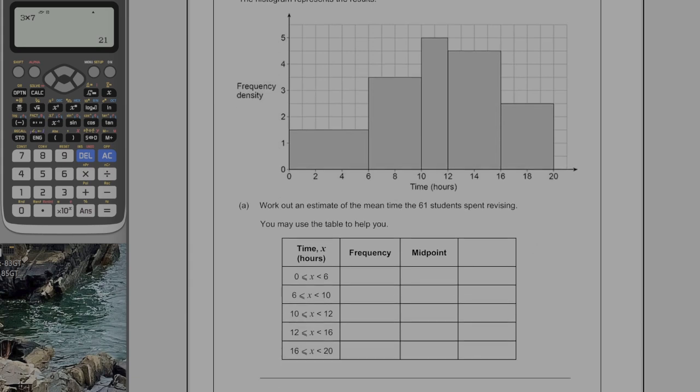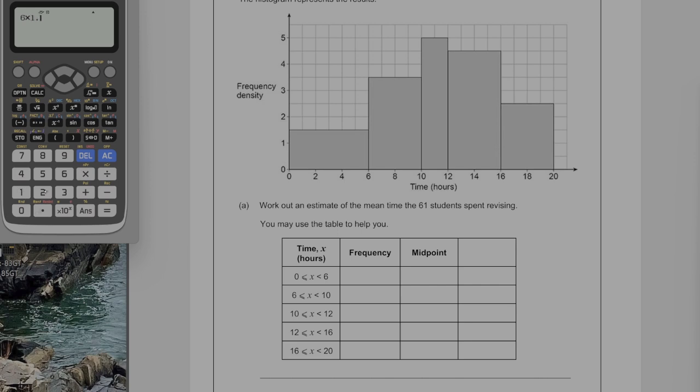Okay, to do this, I first of all need to work out the frequency of each of the groups. To do that, I times the class width by the frequency density. So for this one, we've got 2, 4, 6. So it's going to be 6 times by 1.5. Gives us a frequency of 9.